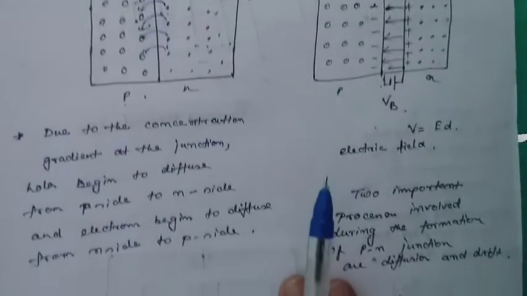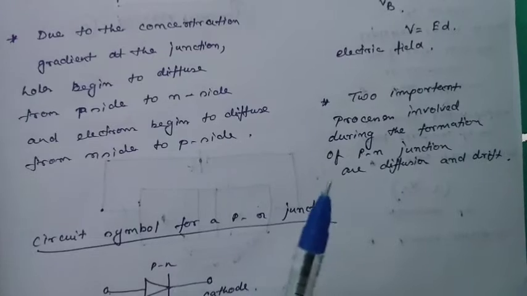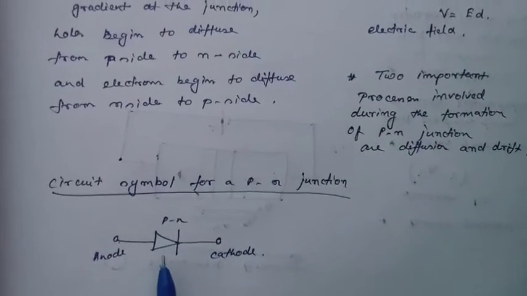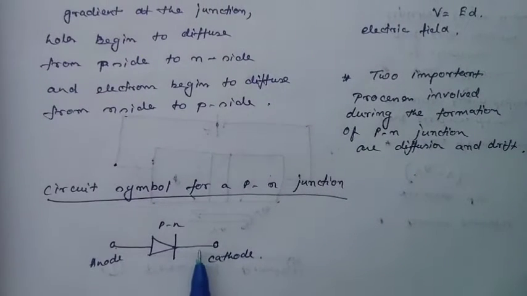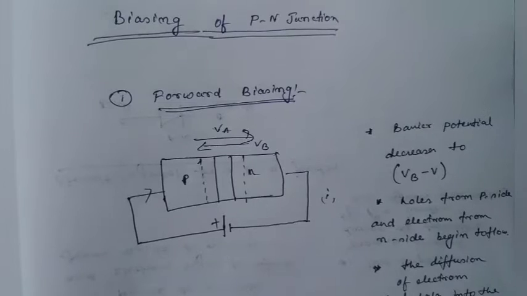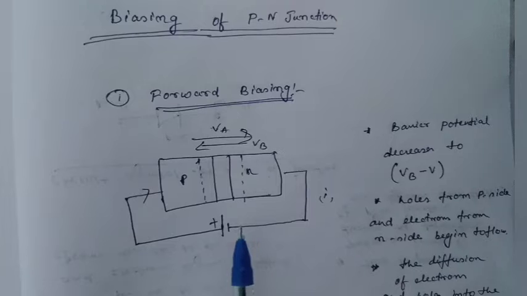The circuit symbol of a PN junction is in such a way. This is the circuit symbol for a PN junction. For further conduction, we have to do the biasing of the PN junction.